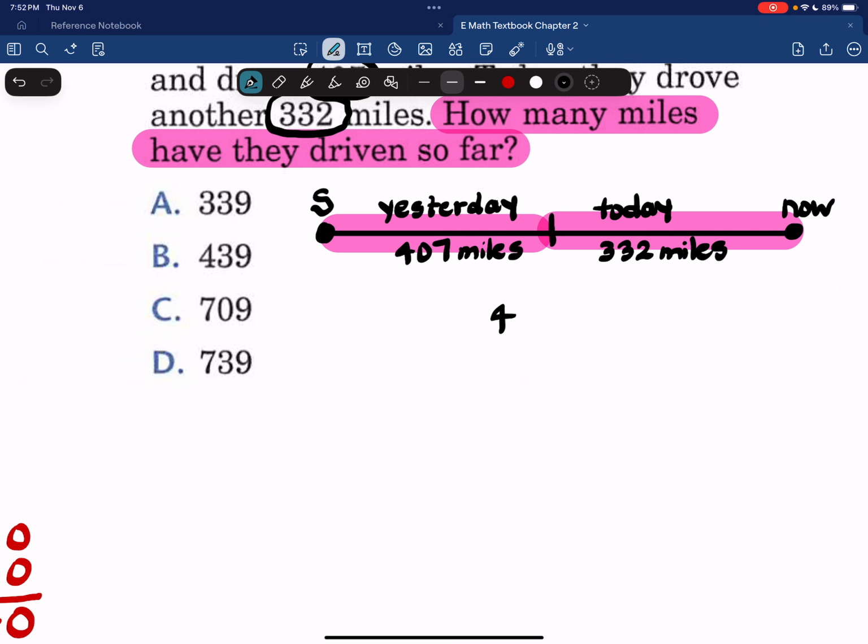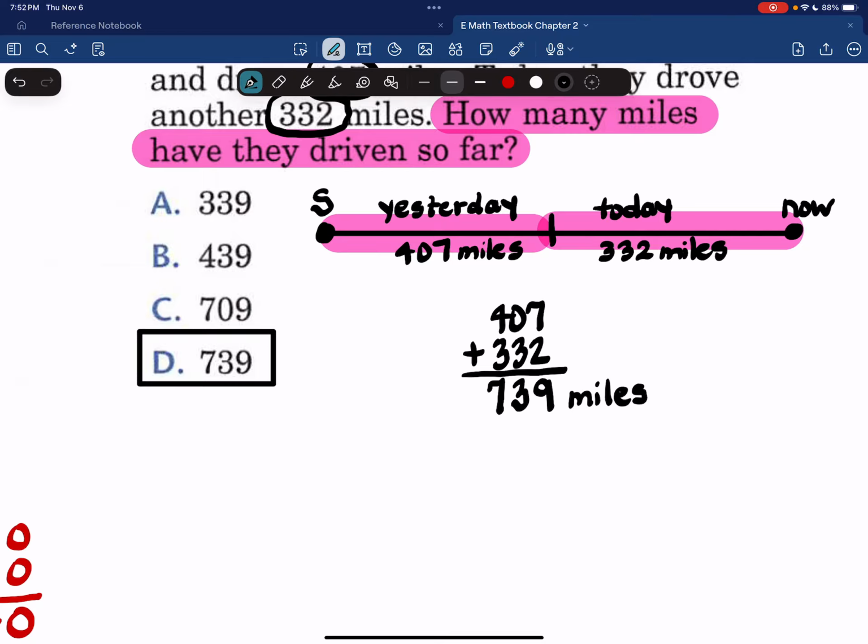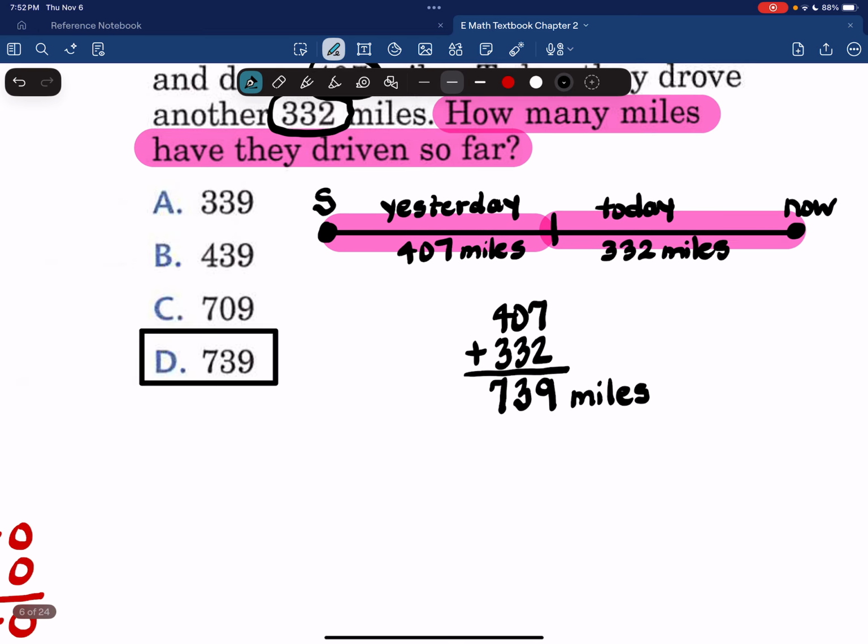So we have 407, 332, and we are combining those. 7 and 2 make 9. 0 and 3 make 3. And 4 and 3 make 7. And I also have a rule for myself that I like to put the unit with my answer. So 739 miles is my answer.